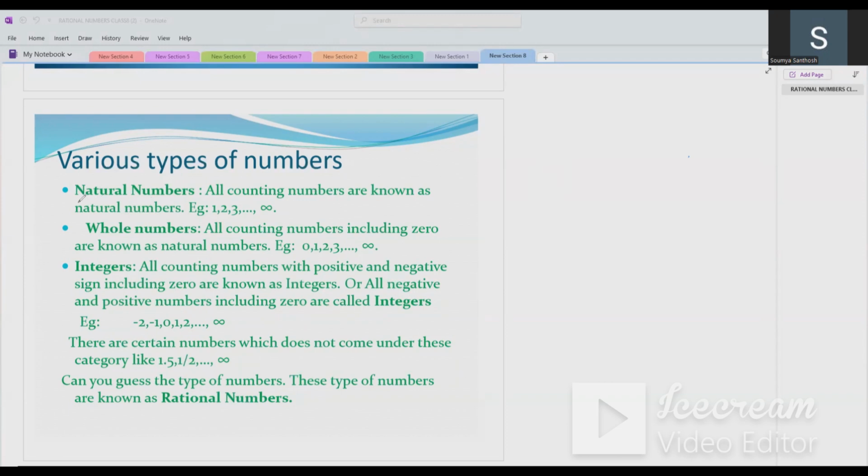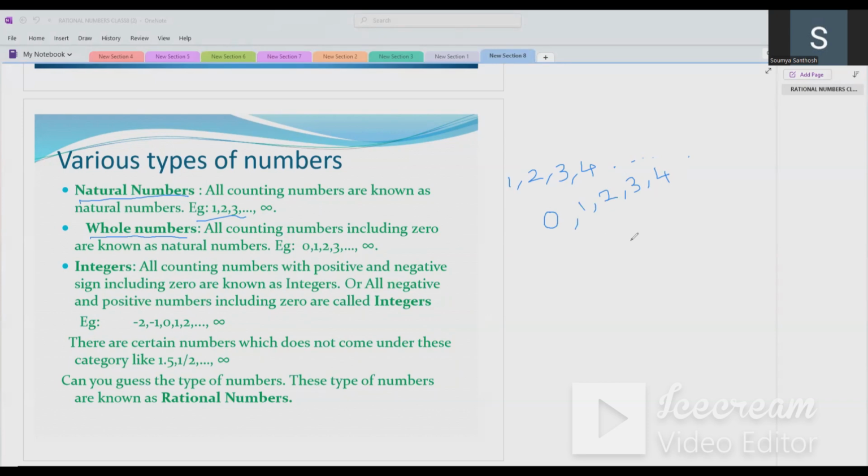So we will start with natural numbers. What is meant by natural numbers? All counting numbers are known as natural numbers. Example: 1, 2, 3, 4, etc. These numbers are all called natural numbers. Now, the next category is whole numbers. Same as natural numbers, if you include 0 also, this number system is known as whole numbers. Got it? So the first type is natural numbers, then whole numbers.